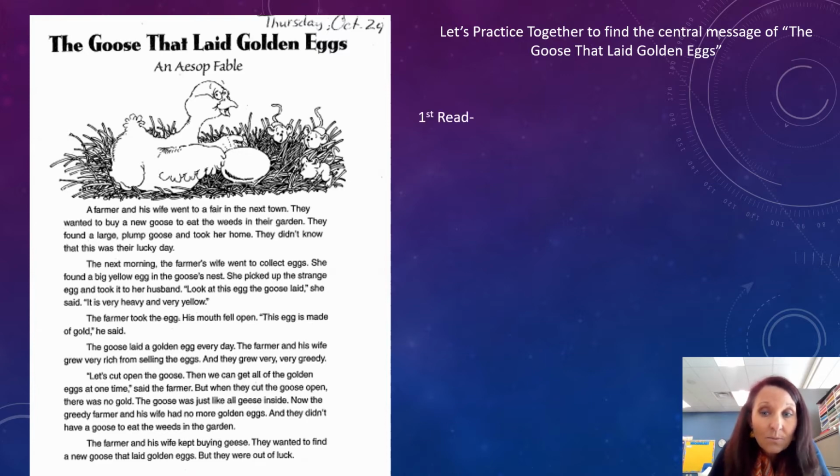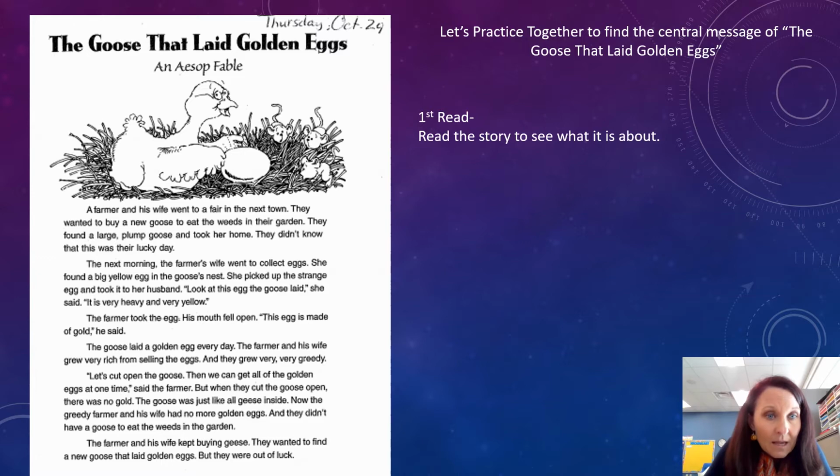So remember, when we do close reading, we read it more than one time. And sometimes when we read it multiple times, we kind of just scan or look quickly through the text for certain information. But the first read, we read to see what the story is about. So we read very carefully the first time. So let's start at the beginning. I will read it with you.